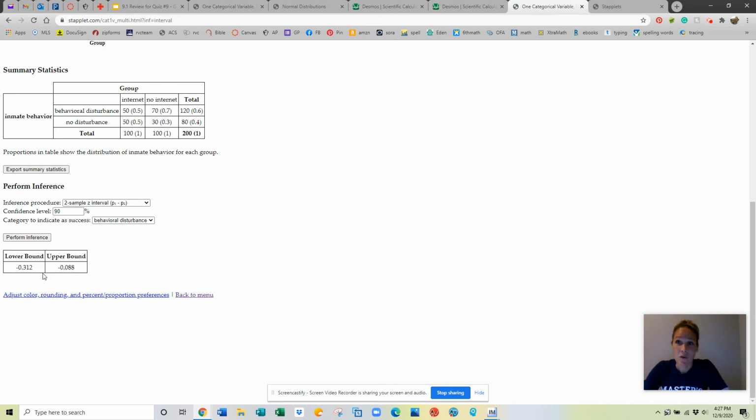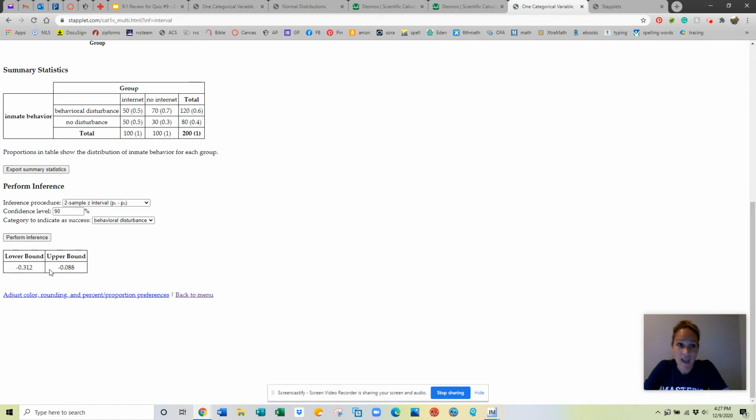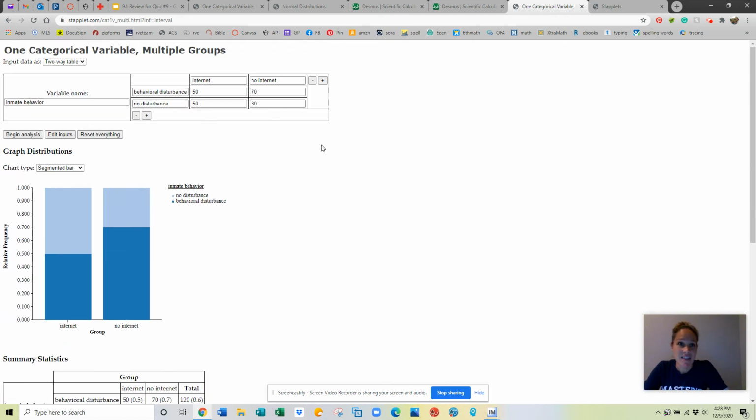That's my interval. So if we went back to Desmos, could we have got the same answer? Yes. Arrived at the same answer. That 5 rounds that 1 up to a 2. If you change this to a plus, now I have that negative 0.088 value that was over here. So we got the same answer both ways, either in Desmos or in Staplet. Like I said, Staplet calculates it all for you, so you're less likely to make a little mistake as long as you understand how to set up this two-way table.